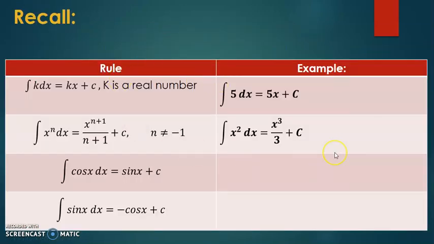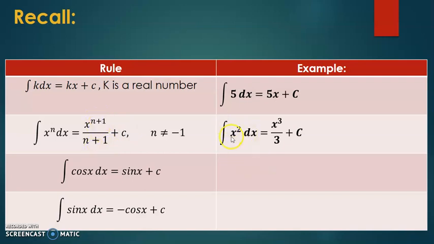Now these are the basic integrals that you took in the previous year. So the integral of a number is just the number multiplied by x plus c. So for example, integral of 5 is 5x plus c. The integral of functions of the form x to the power n, where n doesn't equal minus 1, is x power n plus 1 over n plus 1 plus c. So you add 1 to the power and you divide by the new power.